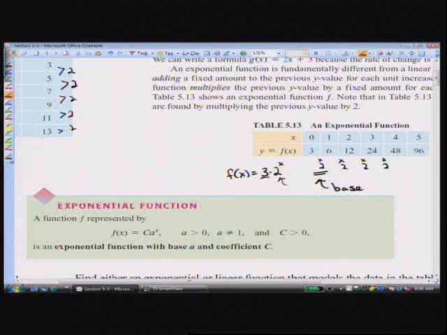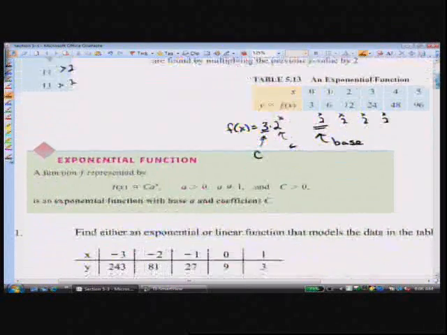And this is your initial value, kind of like your y-intercept, unless it's been moved somehow. So a function f represented by f of x equals c a to the x is an exponential function with base a and coefficient c. So this number is your coefficient. This is your c, and this is your a. And it has to be true that a is greater than 0, because it wouldn't make sense if it were negative. It would bounce back and forth depending on the exponent being positive or negative. So notice the big difference here is that the variable is in the exponent.